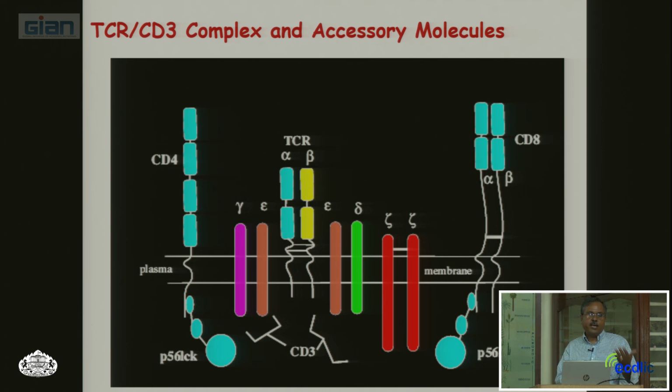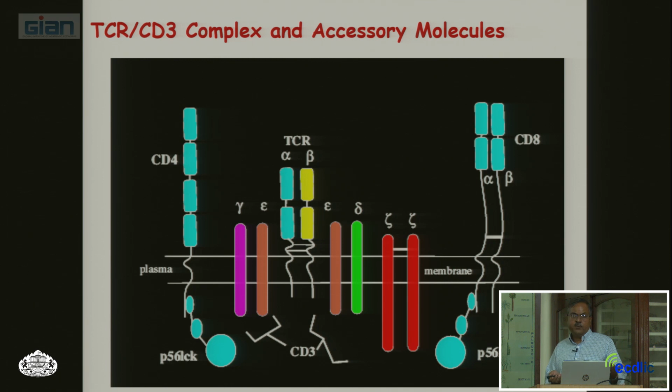But if you look in the thymus, those T cells, to begin with, are double positive. They are called CD4 positive and CD8 positive. But in mature T cells in peripheral blood, you will not find it. So either they are associated with CD4 or CD8. And CD3 is basically this complex. These four polypeptide chains form this CD3 complex. The most important molecule in this picture is this zeta chain. This zeta chain is what is required for downstream signaling.